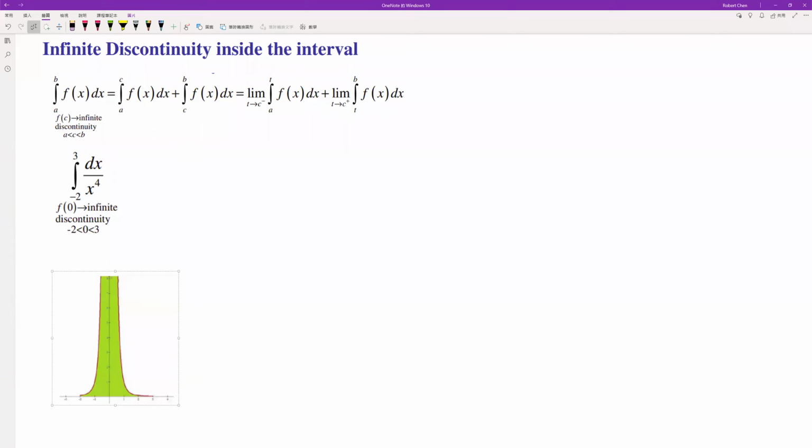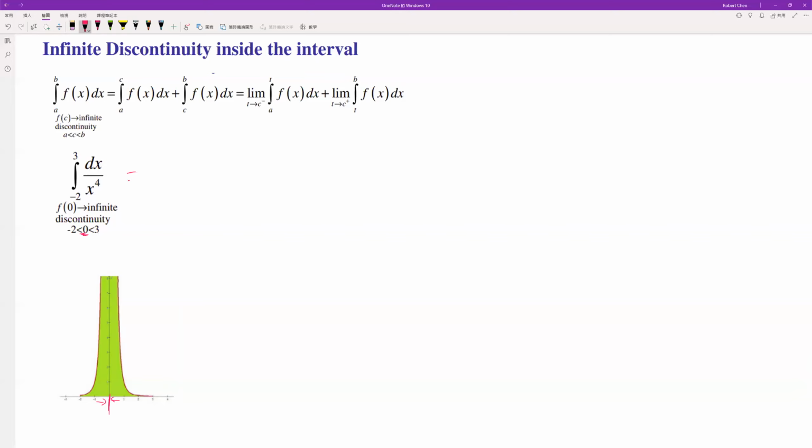Okay, so the last type of discontinuity is when it happens inside the interval. Right, so let's look at this graph right here. They are both going to 0 as we're going away from 0, but at 0 it actually shoots up to infinity. But the integral we're taking actually goes from -2 to 3, which means in the middle here, this is where our infinite discontinuity happens. So in this case, we're going to cut the interval into 2 parts, separate them at 0, and then we're going to look at 0 from the left-hand side and from the right-hand side for those 2 intervals.